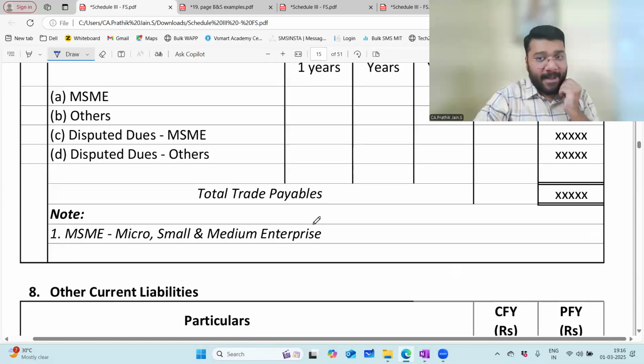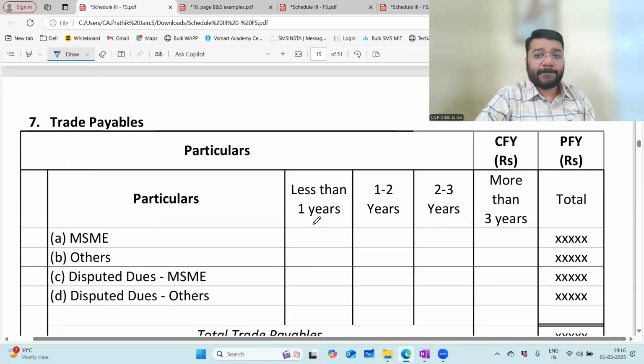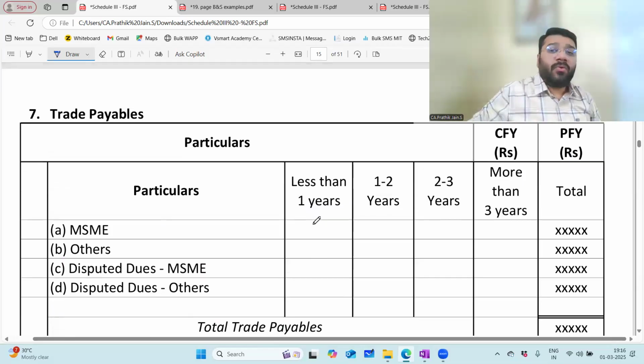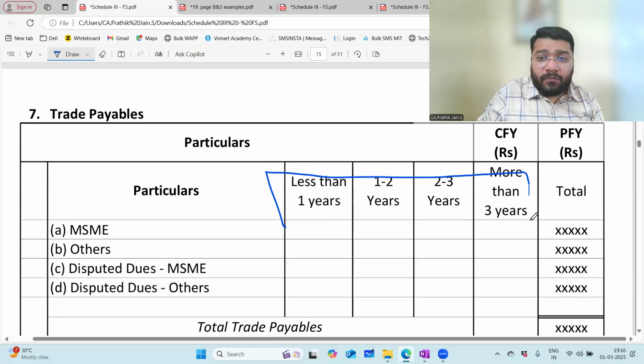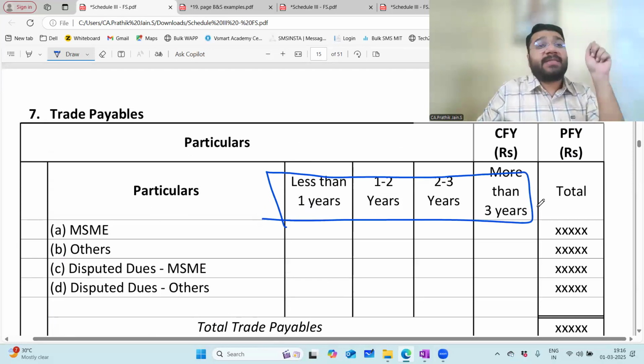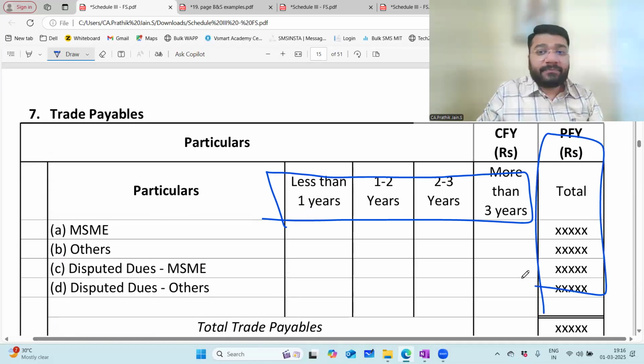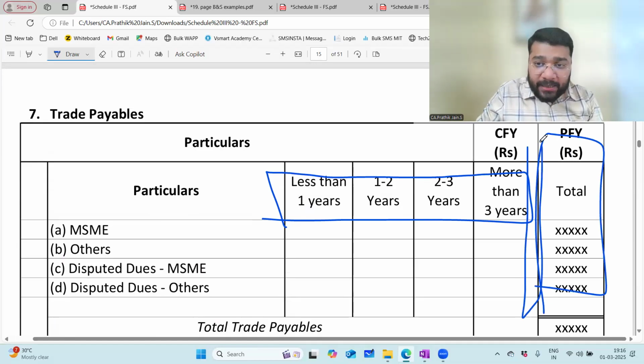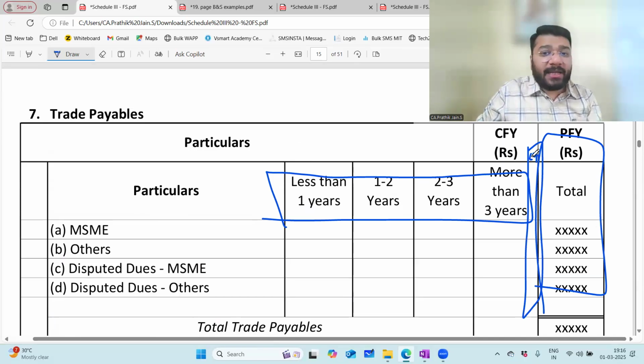Yes, sir. In the format, sir, you wrote current financial year, previous financial year. See, now when you show the aging, you only show it for the current year. Previous year will not show the aging. For the previous year, you will take the previous year total and directly put it here. There should actually be one more column coming in between, which is the current financial year. I'll change that and give.